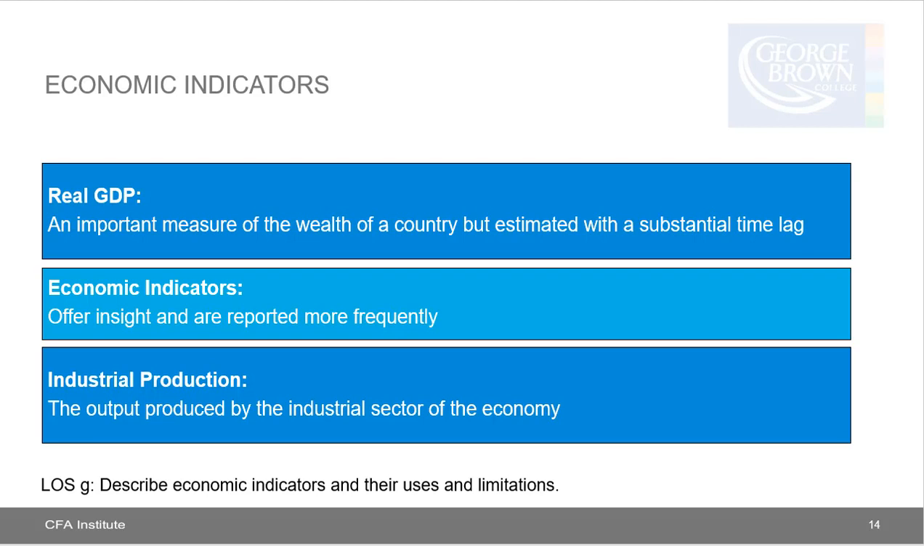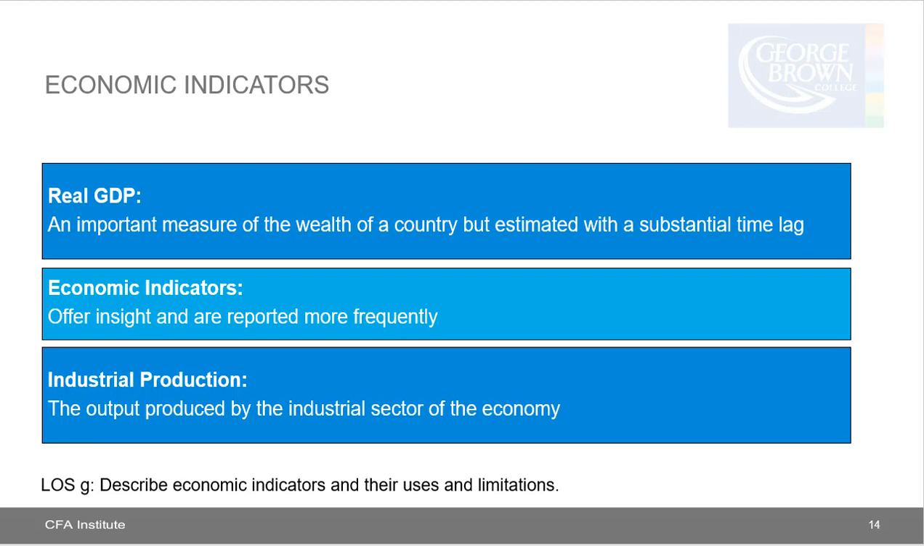So economic indicators are measures that offer insight regarding economic activity and are reported with greater frequency than GDP. Economic indicators are estimated and reported by governments and private institutions. They can be used to guide forecasts of future economic activity, as well as forecasts of activity and performance in the financial markets and exchange rates.